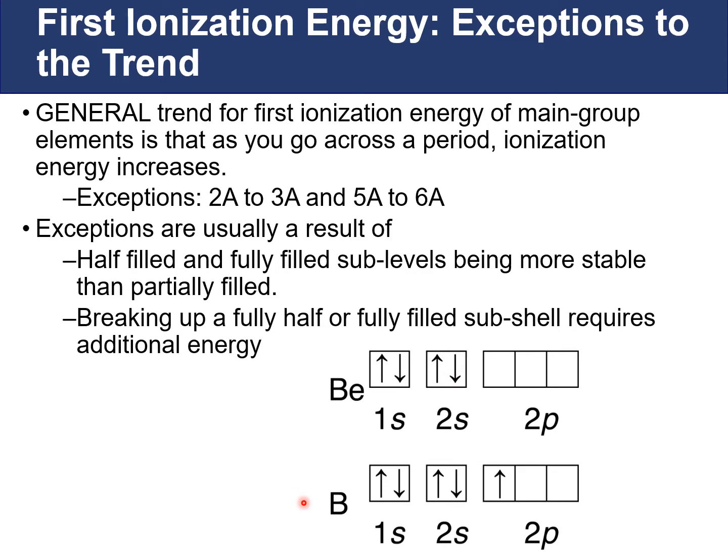In the case of boron, the electron that you're removing is from a subshell that only has one electron in it, and is not either fully filled or half filled. Each one of these boxes is not the same, and so you don't have to pay that additional energy penalty to remove that electron.